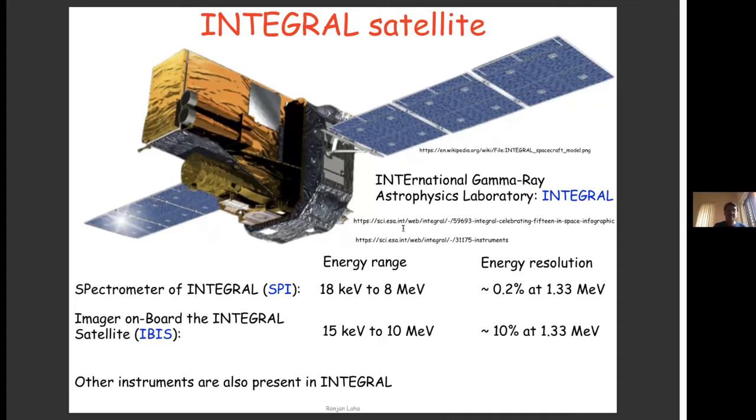It's still working. There are many instruments on INTEGRAL. The instrument that I will be talking about is called the Spectrometer on INTEGRAL, SPI. It has an energy range of roughly 18 keV to 8 MeV, and it has a superb energy resolution at these energies, which can go below 1%.